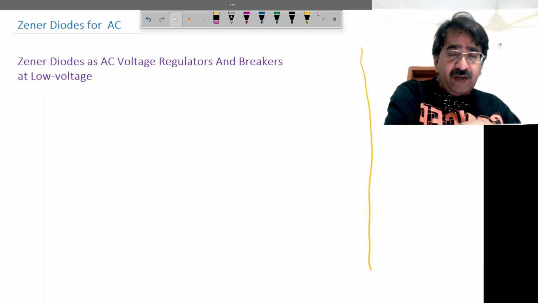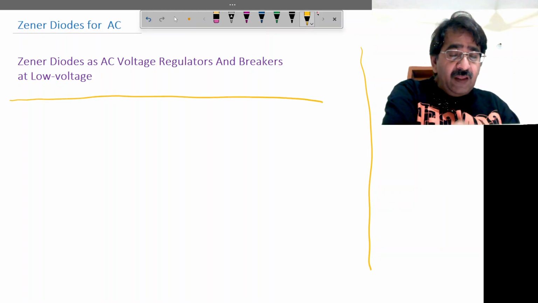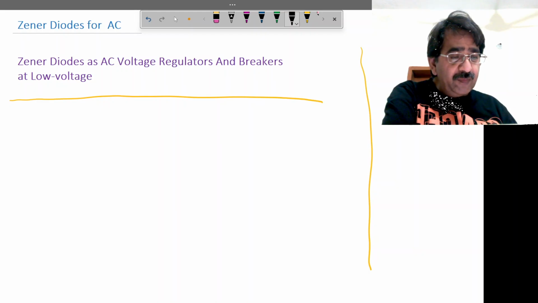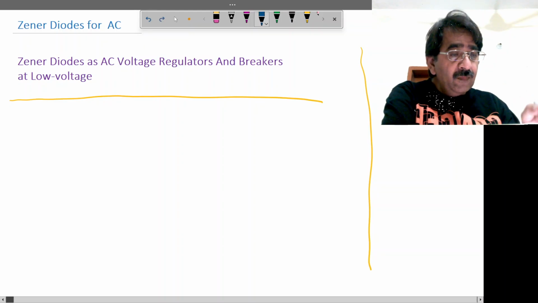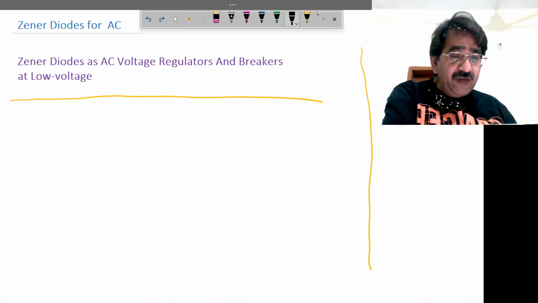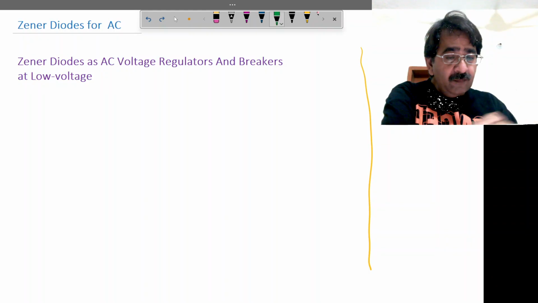Okay, so now let's start with the Zener diode as an AC voltage regulator. AC means alternating current voltage regulator and breaker at low voltage. As I have already discussed in the previous lecture, the Zener diode is always used to regulate the voltage, high voltage.